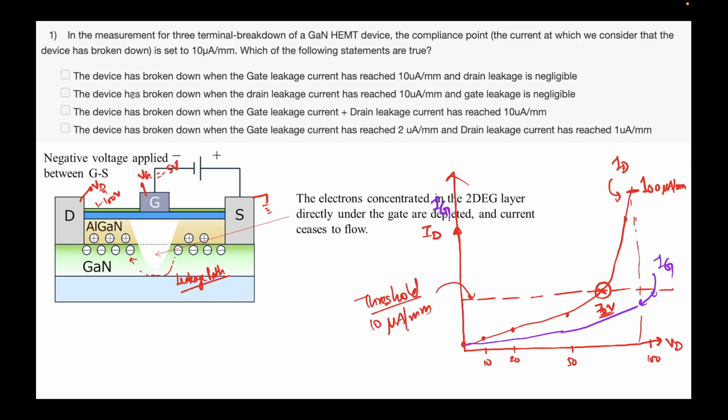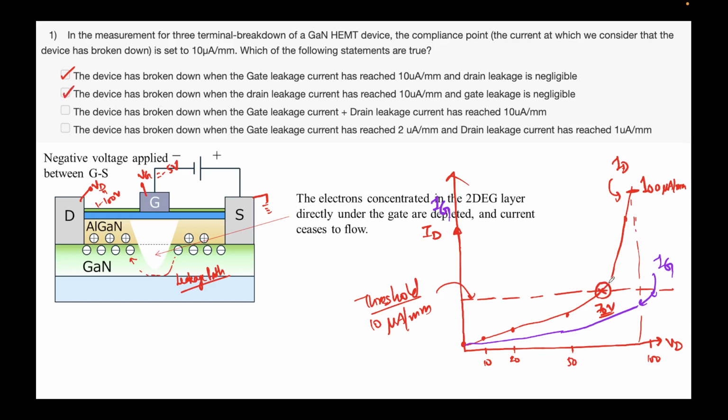So in this case, the device is broken down, the gate leakage has reached the threshold, and the drain current we can neglect. So I am neglecting the drain leakage here. This is correct, right? If the drain leakage is not there, only gate leakage is there, then you have reached the threshold limit. Alternately, if the gate leakage is negligible, that is the red curve only, and the drain current has crossed the threshold, then again you will say the device is broken down.